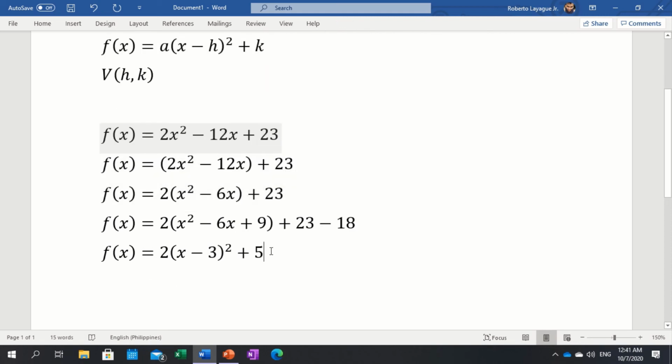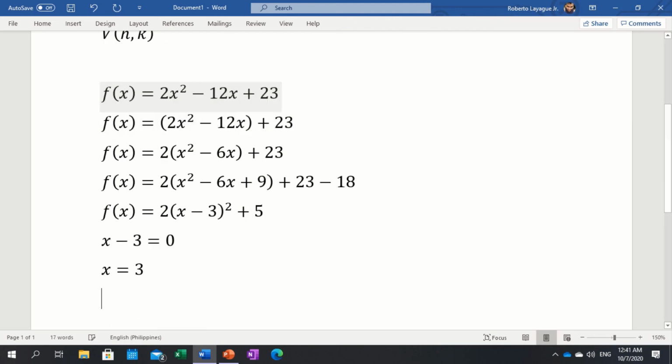Now that we've worked that out, we can identify our vertex. Check our x minus 3. Setting x minus 3 equal to 0 and adding 3 to both sides, x equals 3. Now, for the vertex, h comma k, the vertex is 3 comma 5. So this is your 3 and this is your 5. Okay, so that's how you get your vertex using the vertex form of the function.